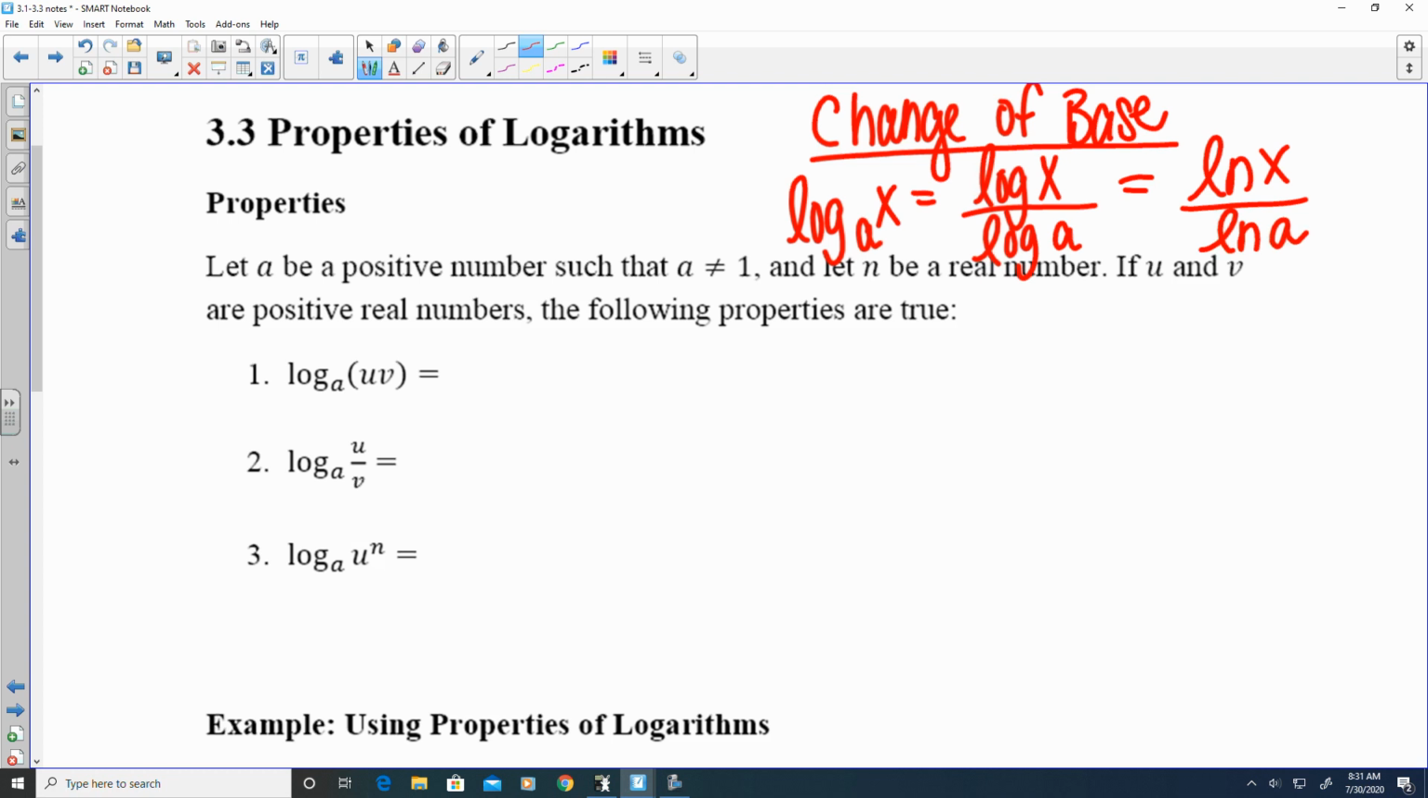So you will have to use that right away on your homework. Just rewrite a log using the change of base formula. So that's what we'll be doing there. And we will be using this formula later as well when we are solving for the value of a logarithm that we can't just punch in our calculator. So we will be using that later.